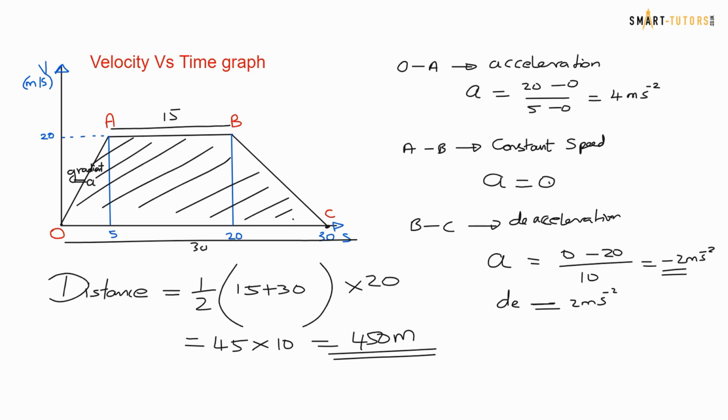Horizontal line means constant speed. Other than this, you need to know if it is a curve, if they are asking for acceleration, you need to draw a tangent to that point and make a right angle triangle to find out the rise divided by run gives the acceleration. If it is a curve, you need to divide the curve into equal stripes to find out the area. Sometimes it can be an underestimate, overestimate answer. You need to justify your answer accordingly.